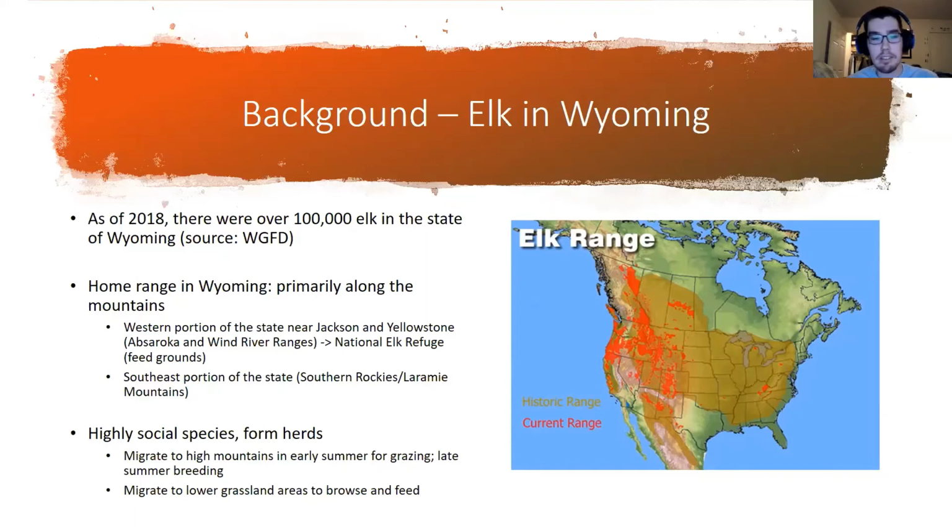They are a highly social species forming herds. They tend to migrate to the higher elevations in the summer for grazing and in late summer for breeding purposes. And then when the harsher winter weather and climate conditions descend on the state and area, they like to migrate to lower grassland areas for browsing and feeding.